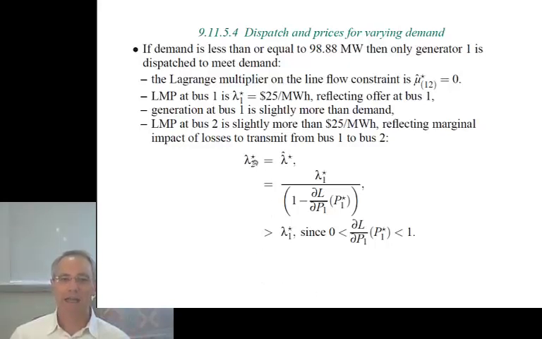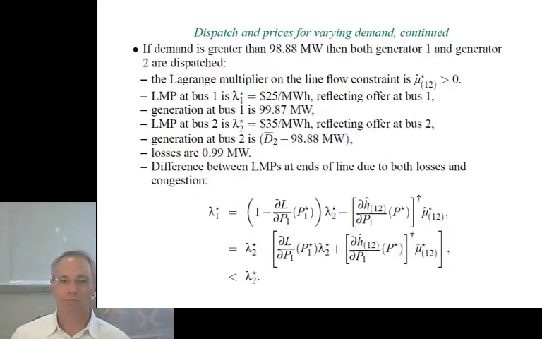In particular, lambda 2 star would be equal to lambda hat star, which would be equal to lambda 1 star divided by 1 minus the loss factor. And since the loss factor in this case would be between 0 and 1, this would produce an LMP at bus 2 that's strictly larger than the LMP at bus 1. Not much larger because the losses are not very huge.